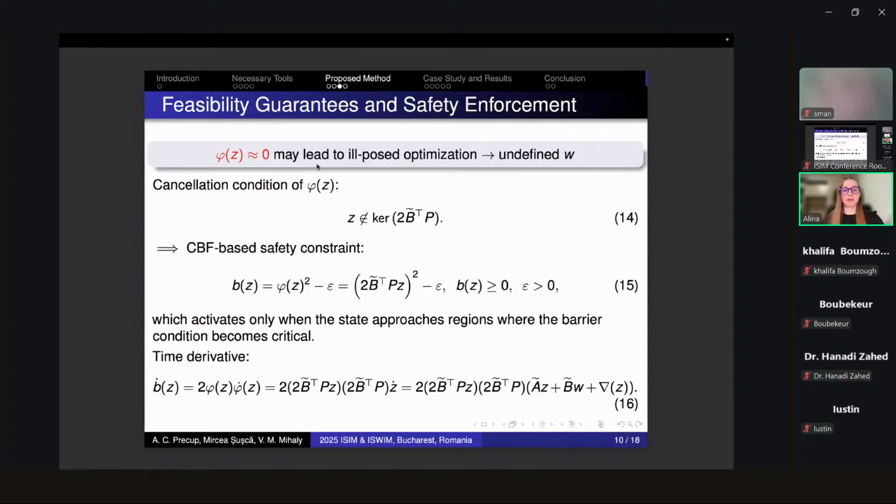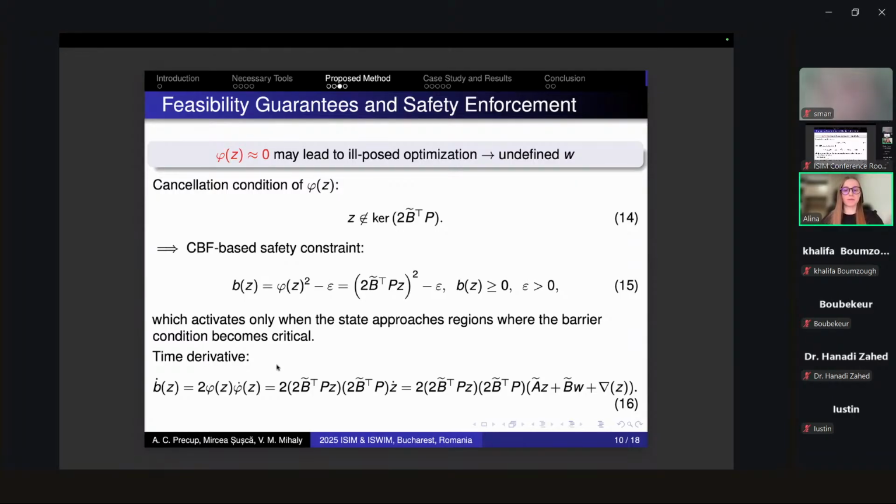However, this optimization may become ill-posed when phi of z is close to 0, because in that case, the influence of w on V dot almost disappears. To avoid undefined or unbounded solutions, we must ensure that the cancellation condition shown in 14 is not satisfied. We encode this condition using the CBF-type constraint shown in 15. The barrier becomes active only when the state approaches that problematic region.